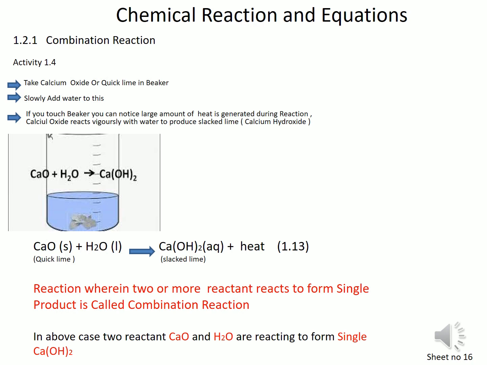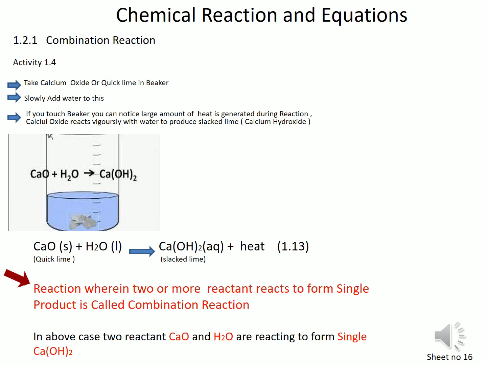Now one can easily notice this process. After addition, due to heat, it almost boils. So much heat is generated in the process. So the chemical equation will be CaO, that is quick lime in the solid form, plus H2O, water in liquid form, we are adding. When they interact, it becomes Ca(OH)2, that is slaked lime in aqueous form, plus a lot of heat is generated.